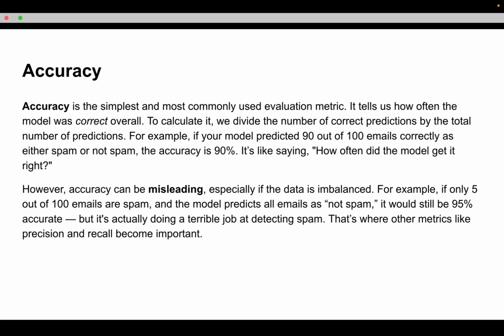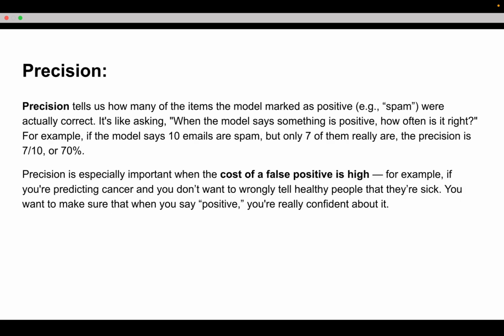However, accuracy can be misleading, especially if the data is imbalanced. For example, if only 5 out of 100 emails are spam and the model predicts all emails as not spam, it would still be 95% accurate. But it's actually doing a terrible job at detecting spam. That's where the other metrics like precision and recall become important.